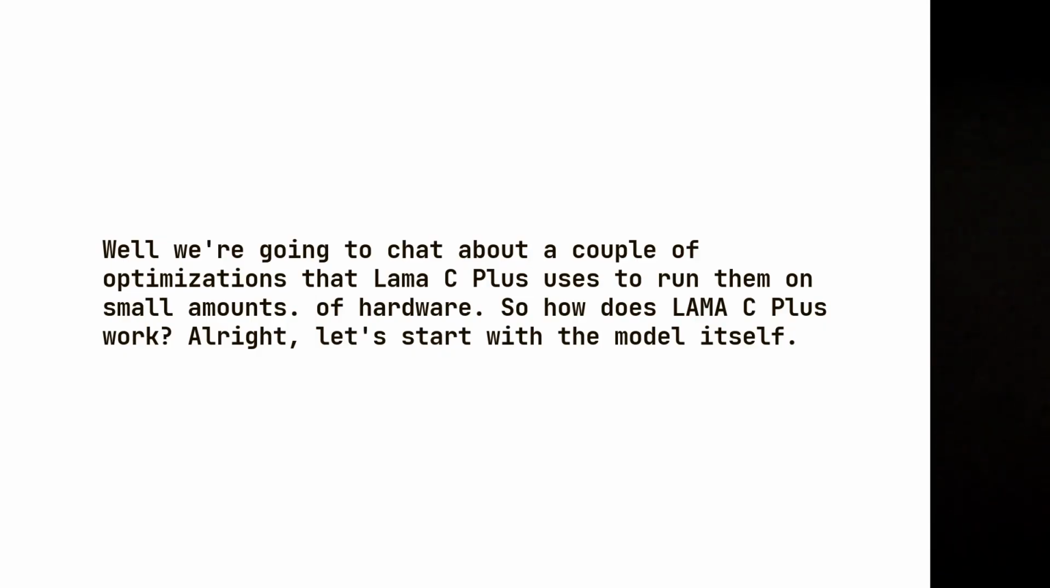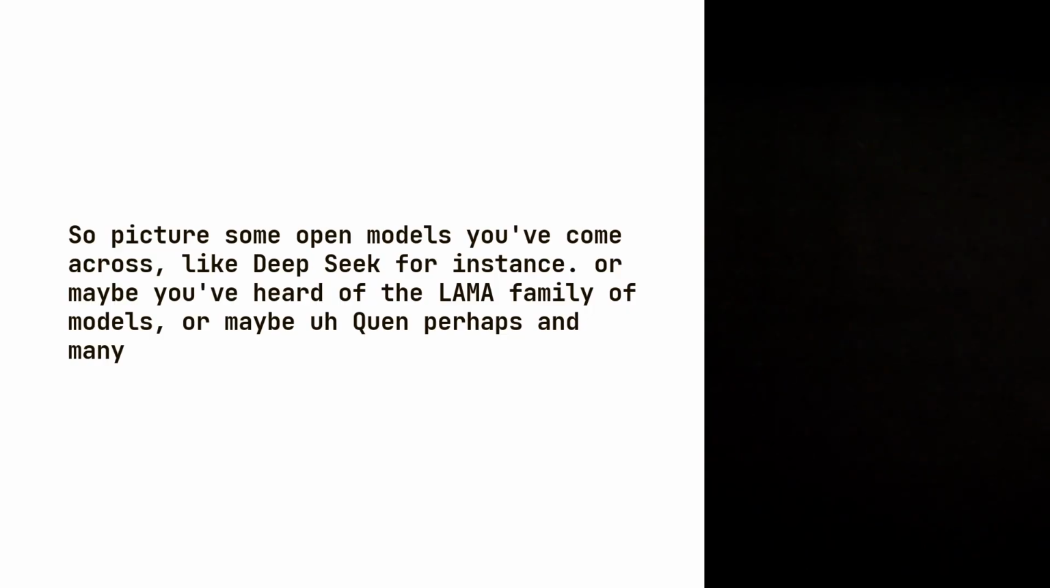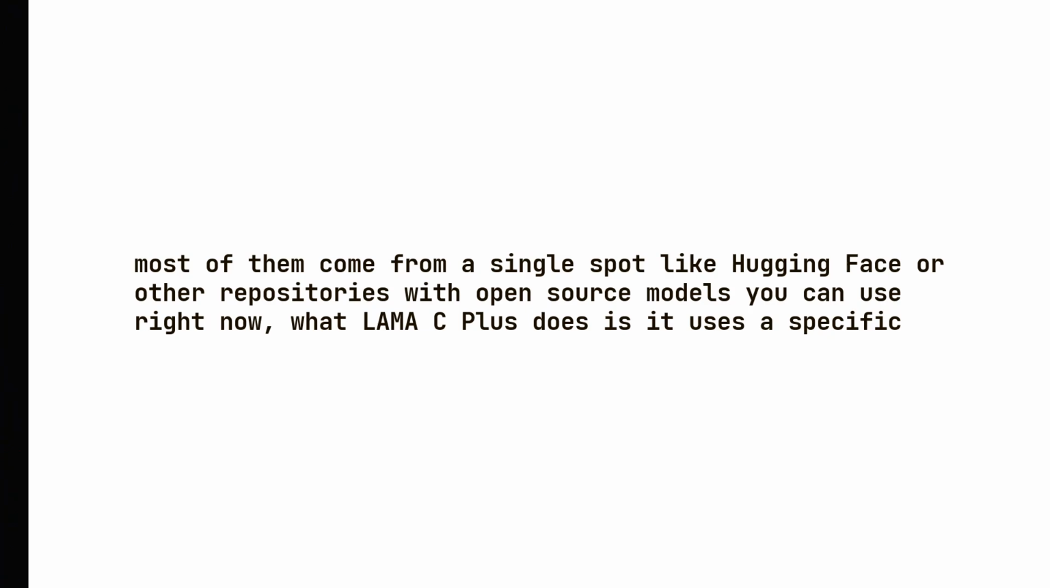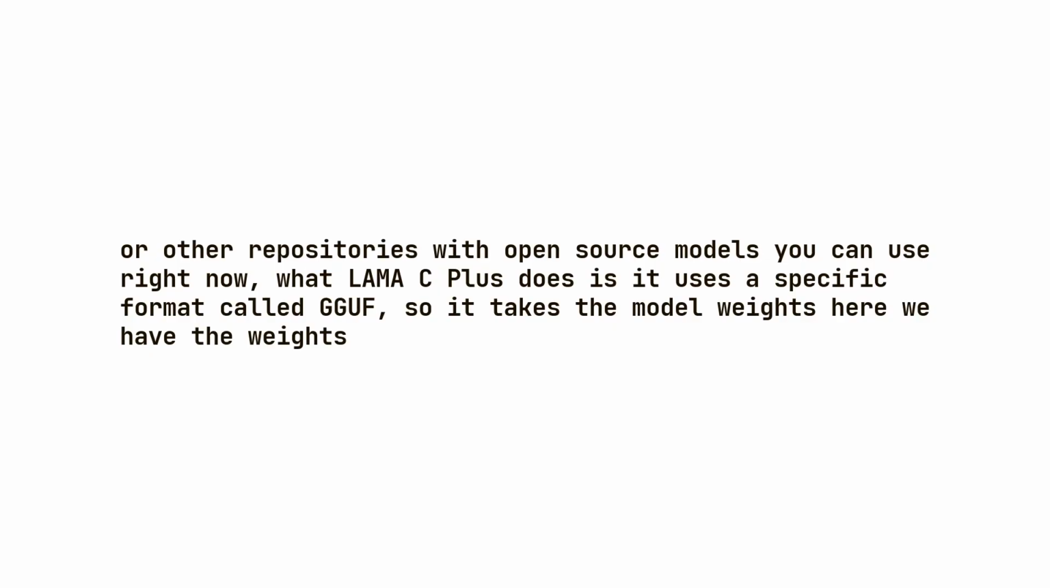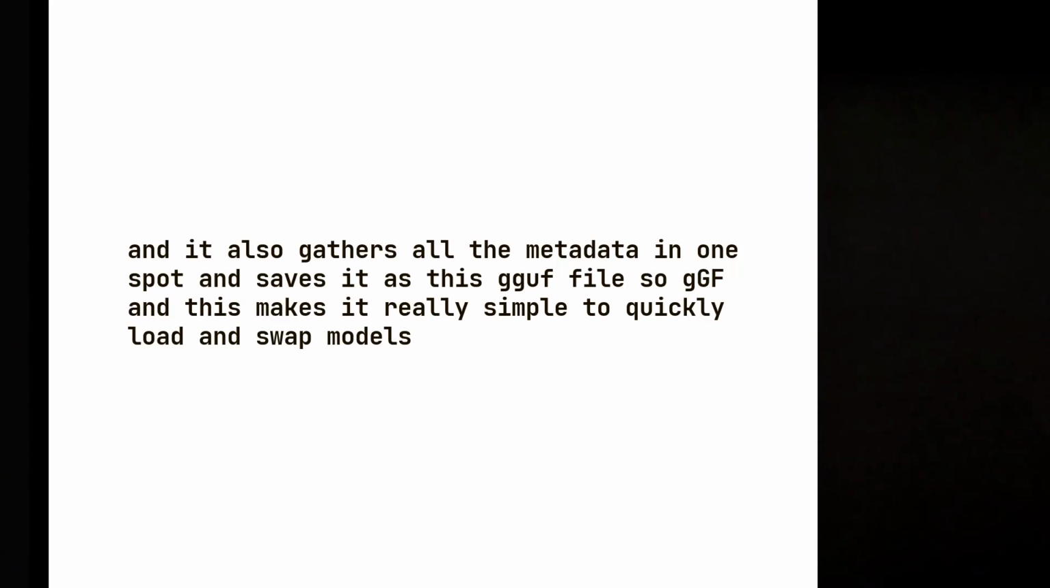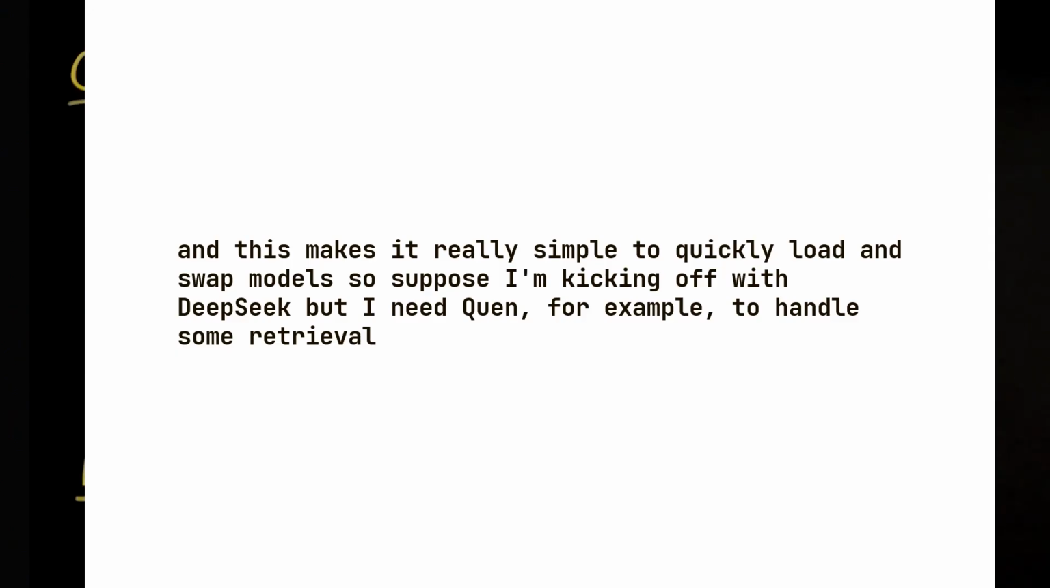All right, let's start with the model itself. So picture some open models you've come across, like DeepSeek, for instance. Or maybe you've heard of the Llama family of models, or maybe Qwen perhaps, and many more. Most of them come from a single spot, like Hugging Face, or other repositories with open source models you can use right now. What Llama.cpp does is it uses a specific format called GGUF. So it takes the model weights here, we have the weights, and it also gathers all the metadata in one spot and saves it as this GGUF file, and this makes it really simple to quickly load and swap models.